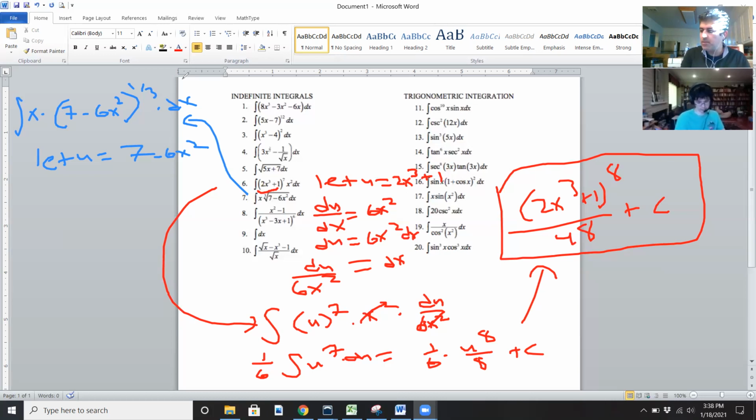Negative 1/16 (7 minus 6x squared) to the 4/3 plus c. Awesome, you nailed it. Good work. Fantastic. Love it. I think you kind of get the point.